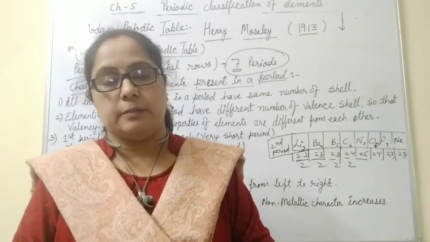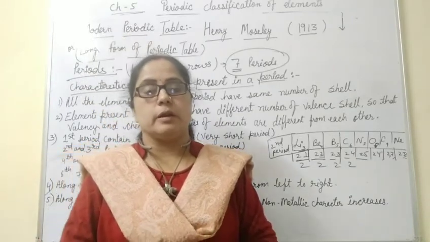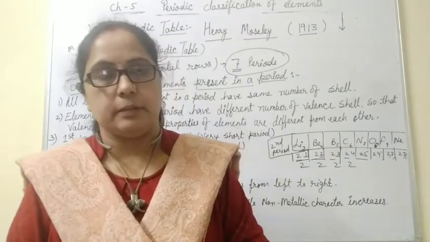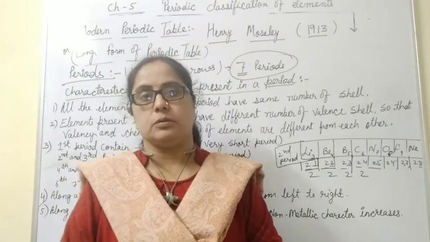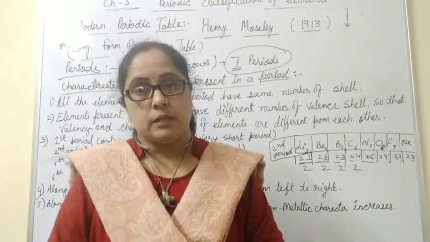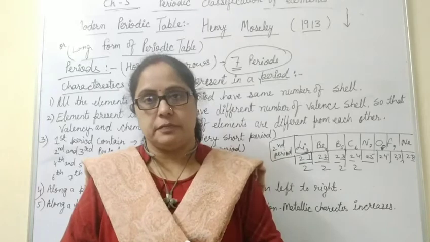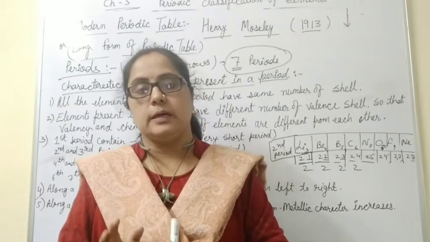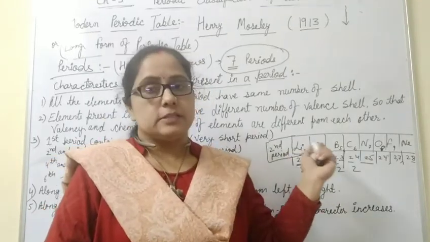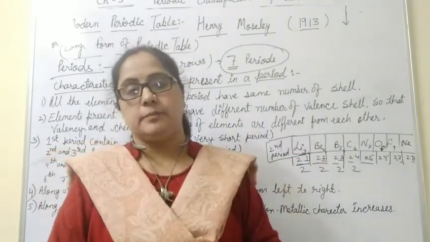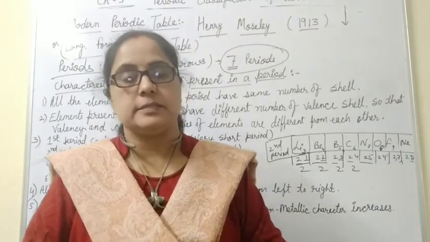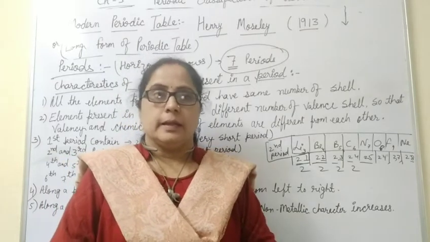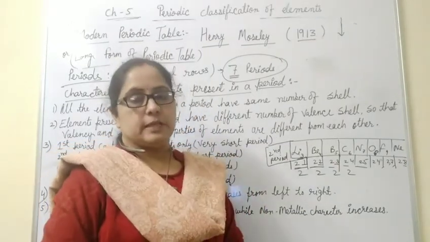In the modern periodic table, Henry Moseley mostly tried to remove all the anomalies or limitations found in the Mendeleev periodic table. As I told you in the previous video, in the Mendeleev periodic table the position of isotopes was not fixed. He could not explain why isotopes were allotted the same position. While in the modern periodic table, Henry Moseley justified why the position of isotopes is the same. He explained that, and with the help of an example we will clear it.